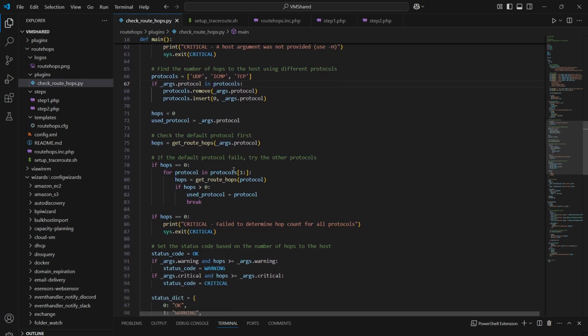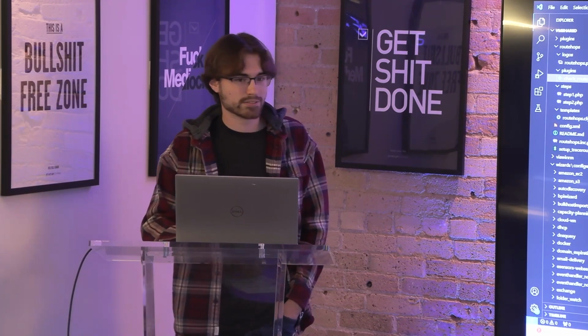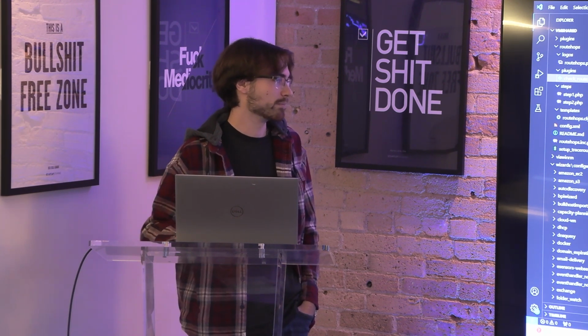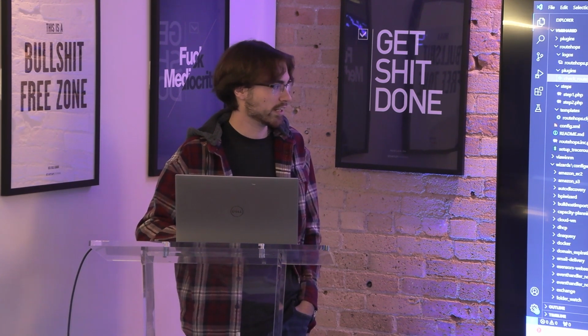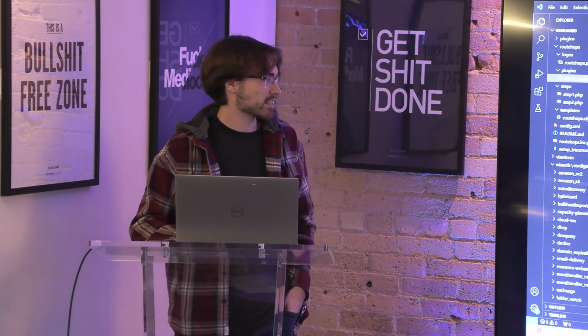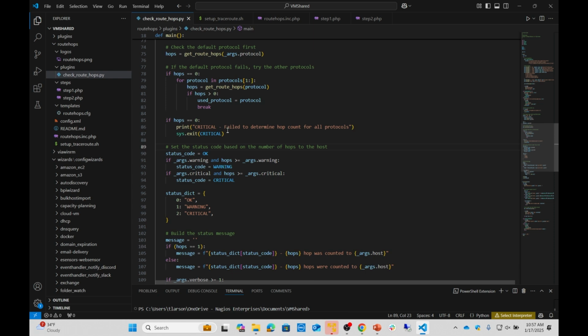Start with 0. And then for the rest of the protocols, so first you want to check route hops using the first protocol, and then after that, if it failed to find a route to that host with the first protocol, it'll run through the rest of them and then attempt to use it. And if it does find a route, it'll break out and print the status message. So then if no hops were found for all of the protocols, it'll say critical error, failed to determine hop count for all of the different protocols.